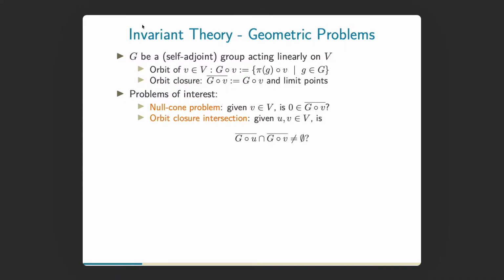Then the other one is, suppose that I have 2 points, and they define 2 orbits, and therefore 2 orbit closures. Do they intersect? That's a natural question. The other one is, if I have 2 vectors, again, they determine their orbits. Is one orbit contained in the other?